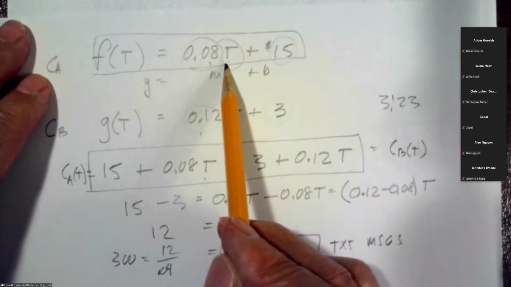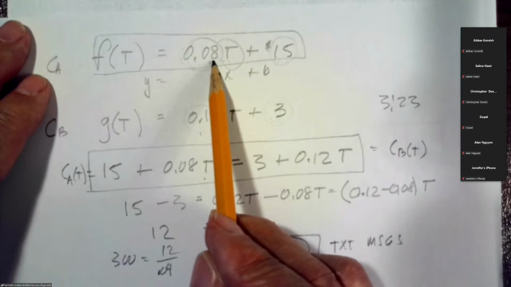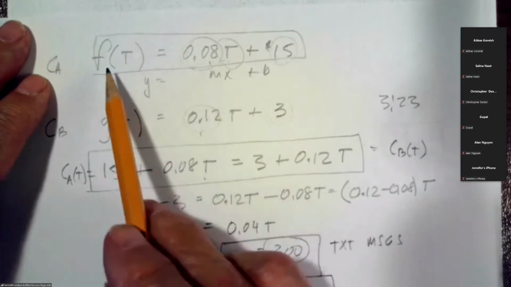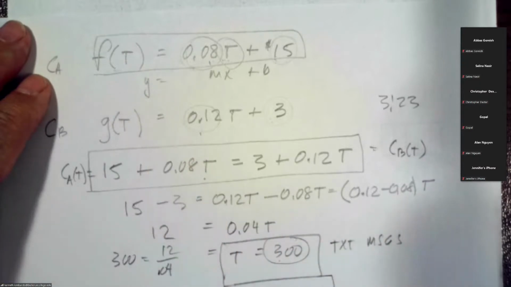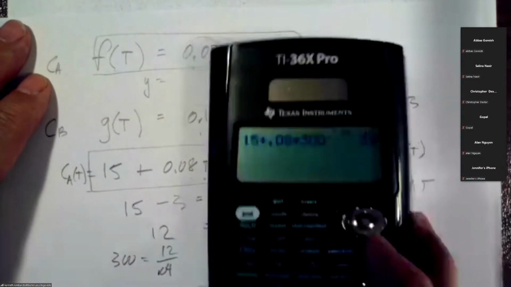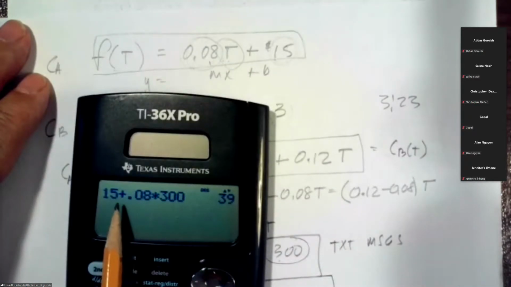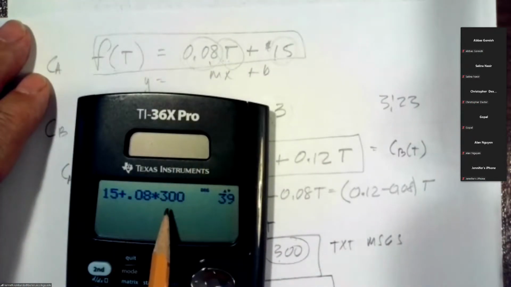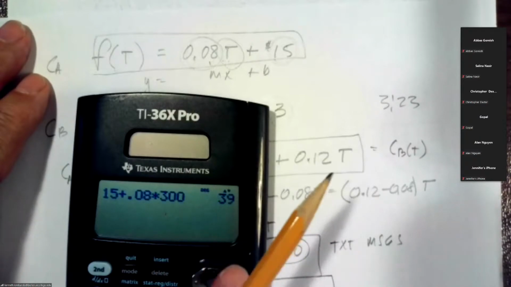If 300 is the number of text messages, if we put 300 here and multiply it by 0.08 and add 15, then we'll solve this function. Right? Well, if we put that in our calculator, it would look like this, wouldn't it? 15 plus 0.08 times the number of text messages, if it's 300, then we would get 39. All right.